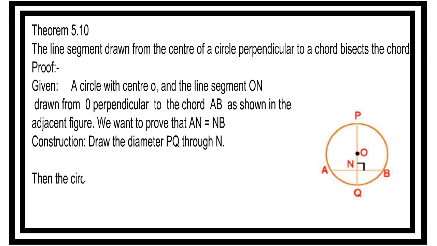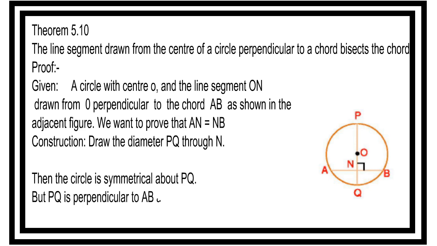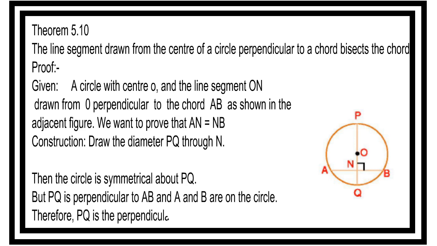Construction: Draw the diameter PQ through N. Then the circle is symmetrical about PQ. But PQ is perpendicular to AB, and A and B are on the circle. Therefore, PQ is the perpendicular bisector of AB.